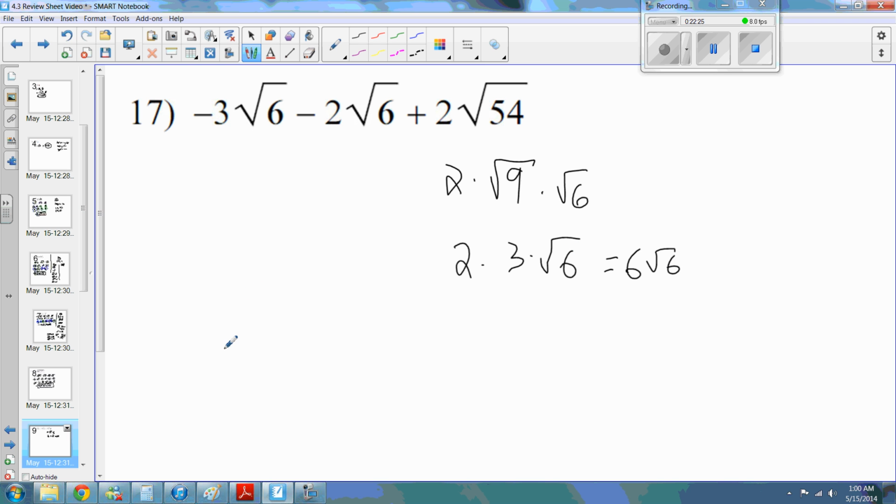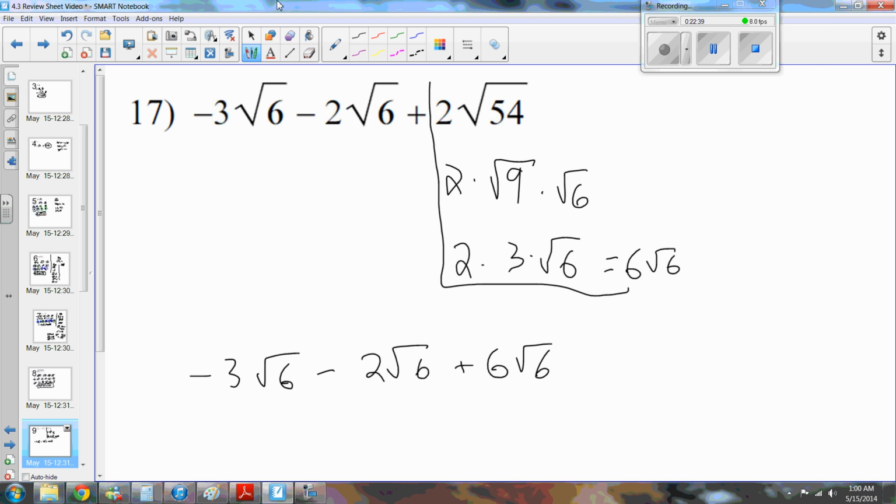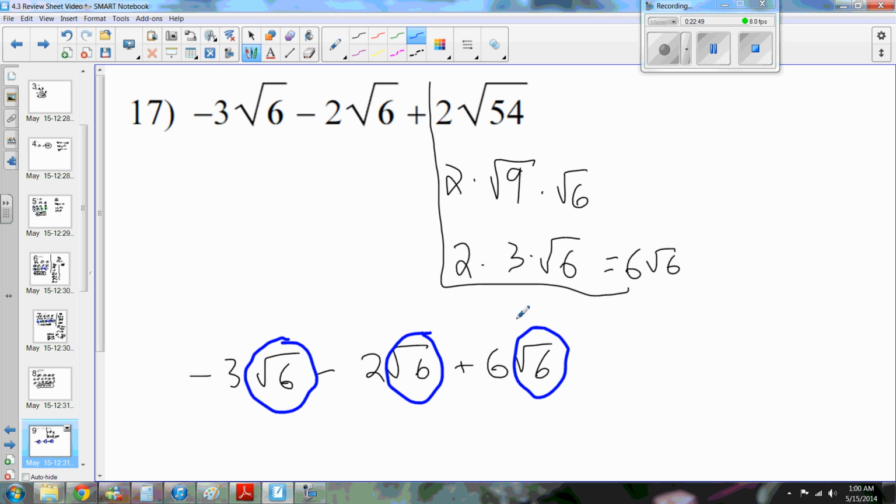So when I rewrite this, this is sort of this term's work over here. I can rewrite this as negative 3 root 6 minus 2 root 6, I just carried through those first root terms, plus 6 root 6. These are all like terms. How do I know? I emphasize this by circling in blue. They all have a root 6. I cannot add or subtract terms unless they all have the same radical components. So they all are root 6, meaning that I can feel free to add or subtract them.